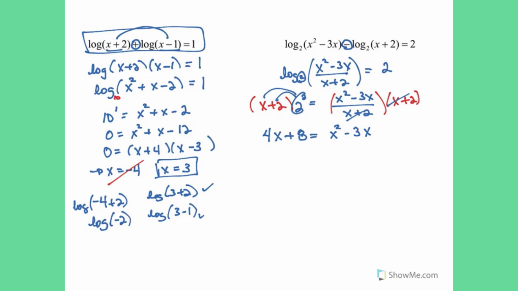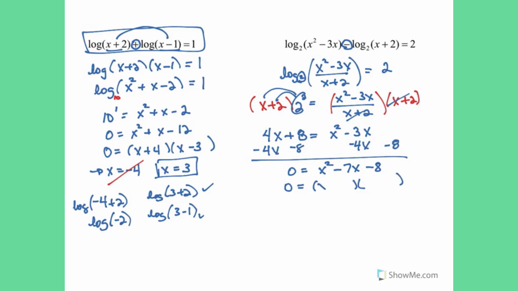So again, I have a quadratic. I want to set it equal to 0. I like my x squared positive, so I'm going to subtract 4x, and I'm going to subtract 8 from both sides of the equation. So I have x squared minus 7x minus 8 equals 0. So once again, we have a trinomial, easy to factor, and we set each equal to 0 and solve for x. And once again, I have two numbers.